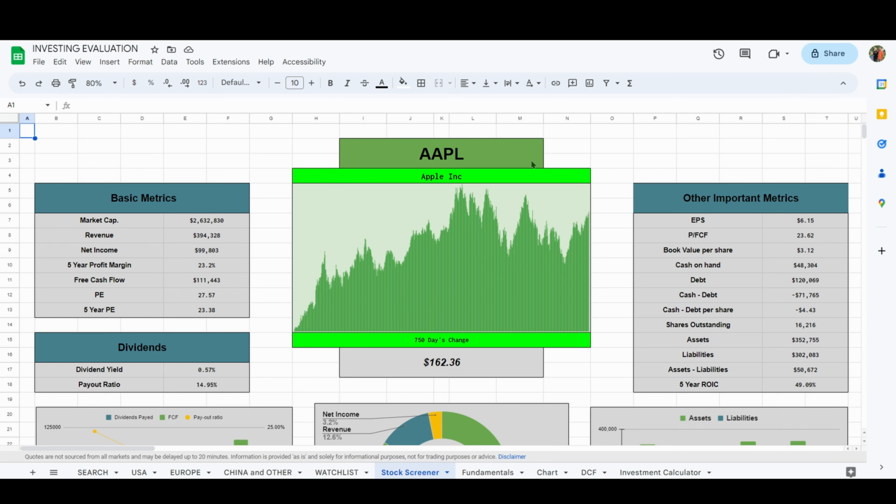Today I want to show you what all the metrics mean in my stock evaluation platform, and I just want to do it on a stock like Apple, which most of us are familiar with and trust, and also investors like Warren Buffett love this stock and have also recently bought more shares. So let's look at all these metrics.